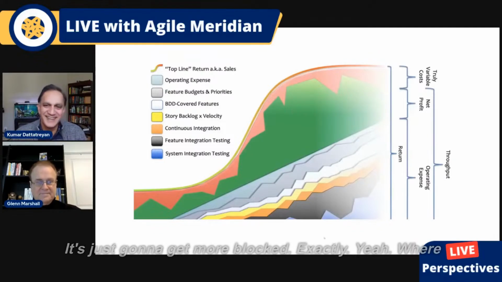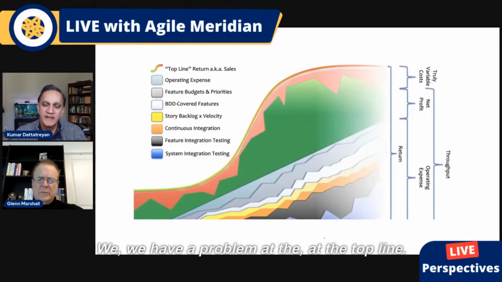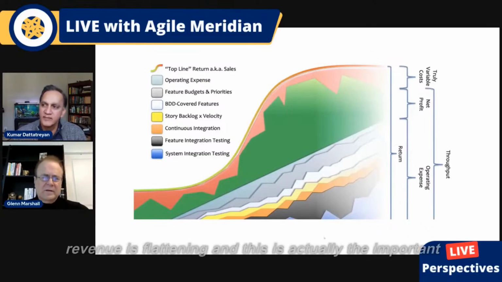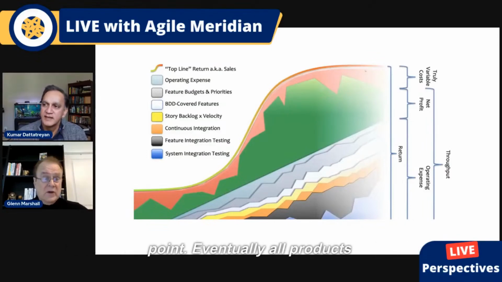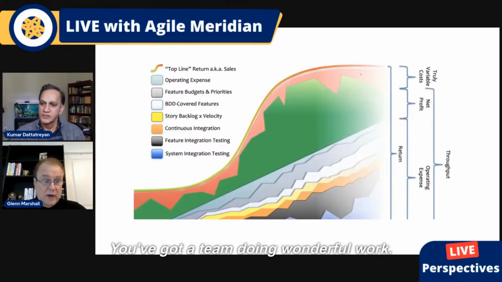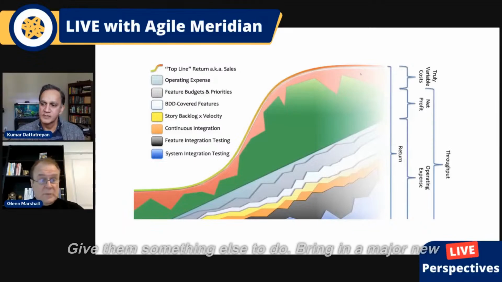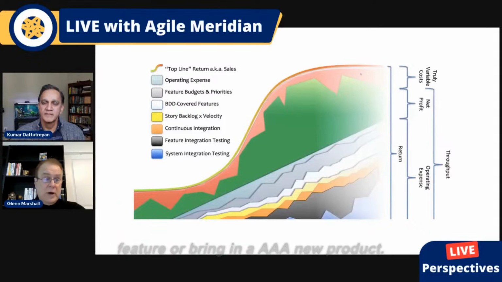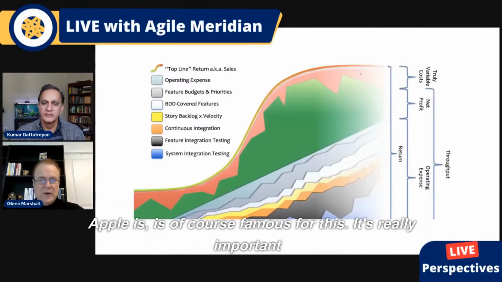Exactly. Where would you say the bottleneck is on this chart? We have a problem at the top line. Revenue is flattening, and this is actually an important point. Eventually, all products mature. Customers are happy. Hey, it's good enough. I like it. You've got a team doing wonderful work. Give them something else to do. Bring in a major new feature or bring in a new product. Apple is of course famous for this.